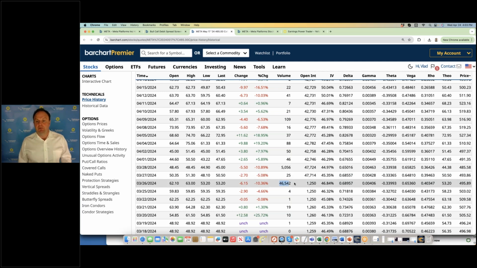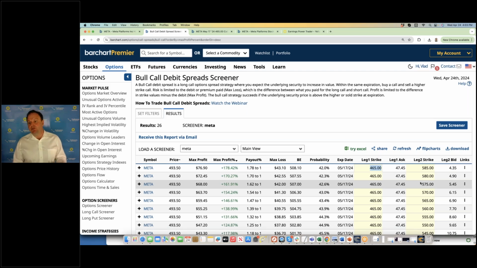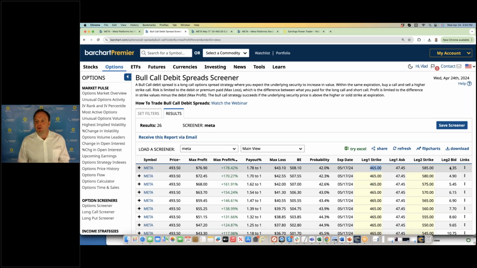In this example, they could have bought the 465 call as a debit call spread, and you have a choice, right? The bull call debit screener gives you different choices of how much premium you want to collect to reduce your debit, right? So 465 prior to earnings was $47.45. If you want to reduce it by 10%, then you sell the 585 call, and then you have a lot of upside to the market. You can look at the probability of success, and you can look at the maximum profit, right?